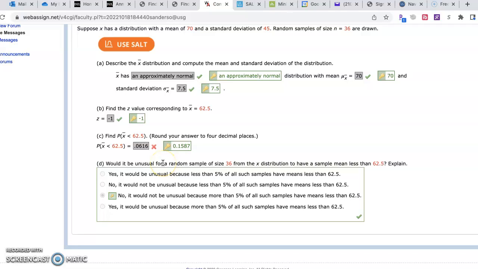And then, would it be unusual for a random sample of size 36 from the X distribution to have a sample mean less than 62.5? Well, the probability of being less than 62.5 is almost 16% here. It's 15.87%. So no, it would not be unusual because more than 5% of such samples do have means less than 62.5. If you move the decimal 2 places to the right here, you will find that the probability was 0.1587, but that essentially means that 15.87% of all of them were less than 62.5. So I hope that helps.